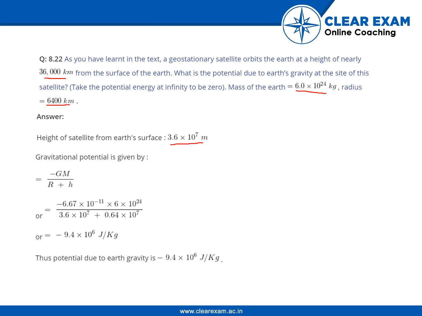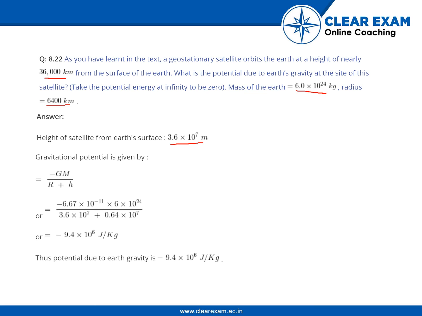You can substitute the values, that is minus 6.67 into 10 power minus 11 into 6.0 into 10 power 24, that is the mass of the Earth. And the radius is 3.6 into 10 power 7 and height is 0.64 because it is 6,400 kilometers. You are considering this into 10 power 7.